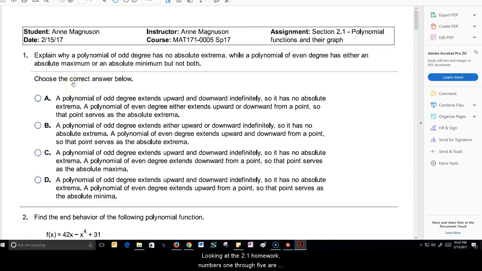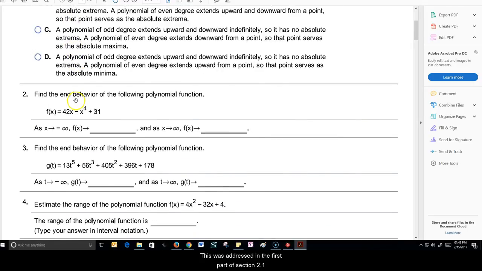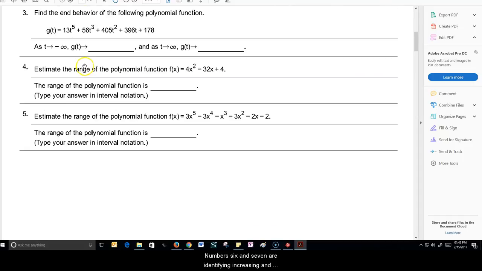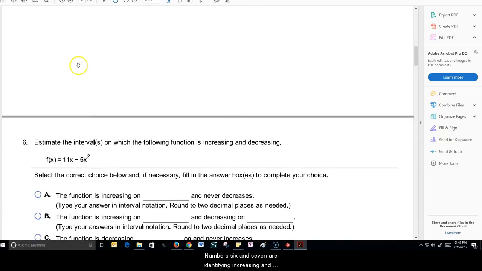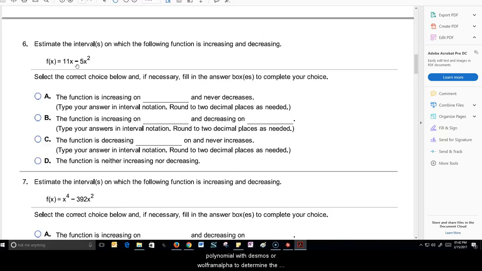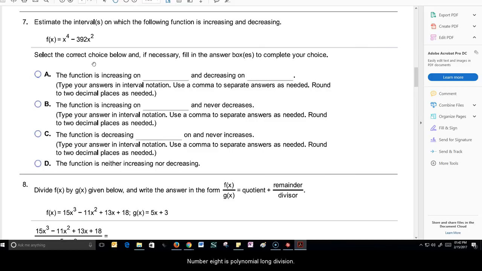Looking at the 2.1 homework, numbers 1 through 5 are about the graphs of polynomials. This was addressed in the first part of section 2.1. Numbers 6 and 7 are identifying increasing and decreasing intervals. You would need to graph the polynomial with Desmos or Wolfram Alpha to determine the intervals. For number 6, notice it's a quadratic polynomial. Number 8's polynomial long division.